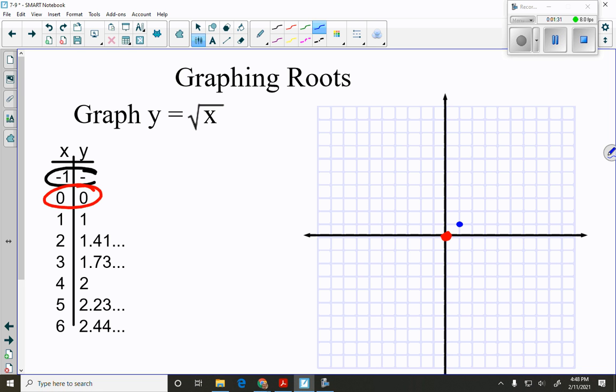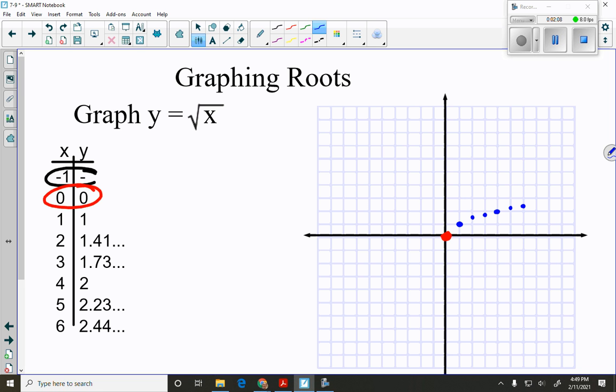But notice when I go over 2, the square root of 2 is not pretty. It's an irrational number. It's over 2 spots, up 1.4-ish. 3, the square root of 3 is about 1.73. Over 4, up 2. Oh, finally, a nice integer. 5 is up 2.23. 6 is 2.44. And you notice the curve. And so the more points, even as they get irrational, the more accurate your graph is.